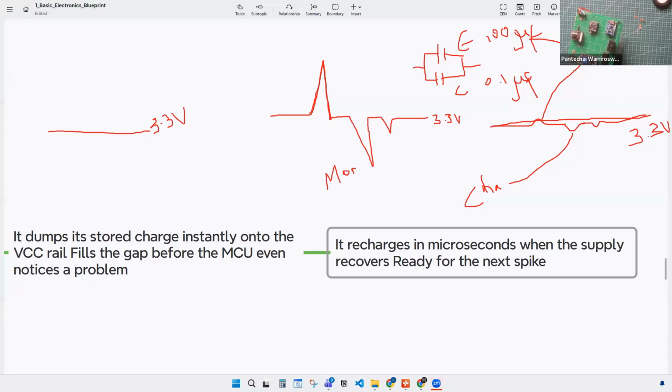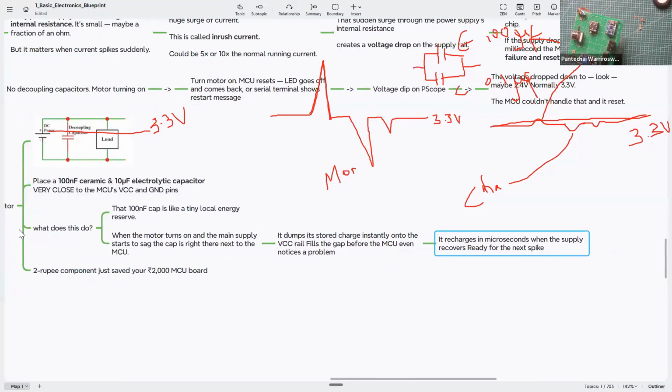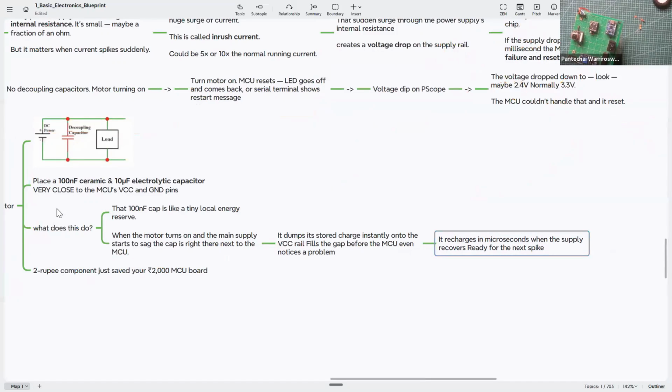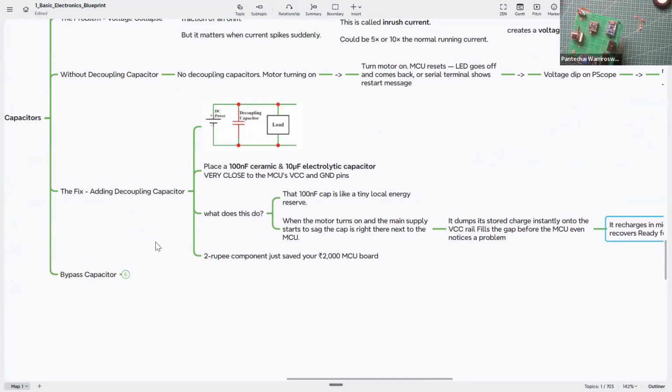Guys, do you really love this type of teaching? Did you clearly understand why we are using the ceramic and electrolytic capacitor together to solve this kind of problem? Because in any hardware you see, whenever you see these 2 rupee components like ceramic capacitors or electrolytic capacitors, these capacitors are going to solve that kind of voltage issue.